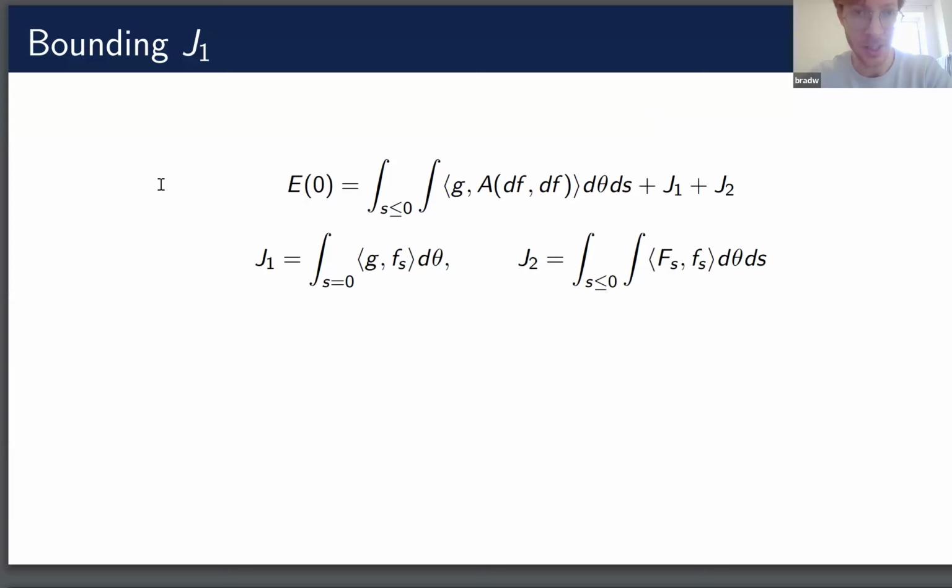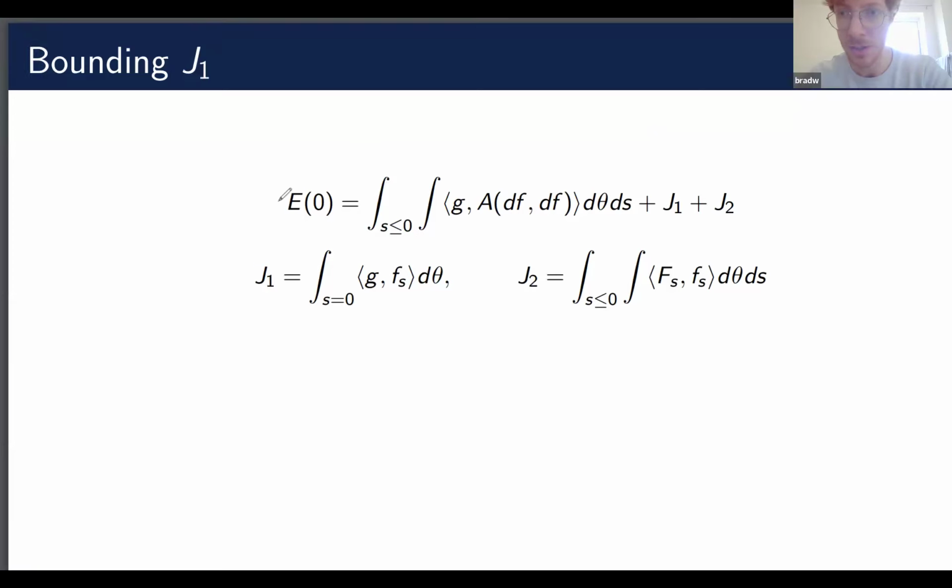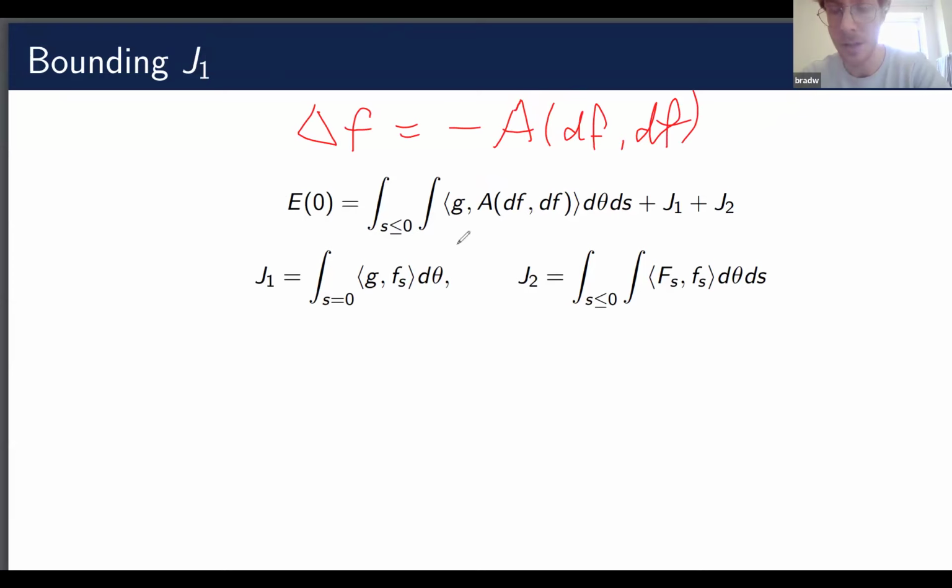So yeah, here it's written out a bit better. If we remember that the harmonic map equation was this, the Laplacian is equal to the second fundamental form of the derivatives. So substituting that in, we get this, and there are these two extra terms here, like I said. So we're going to have to bound all of these.